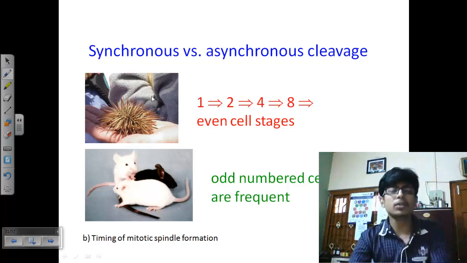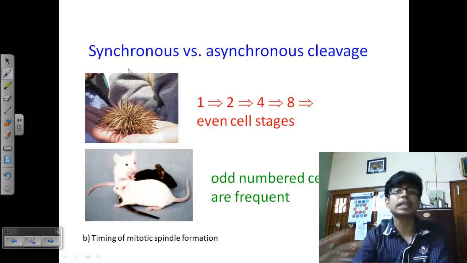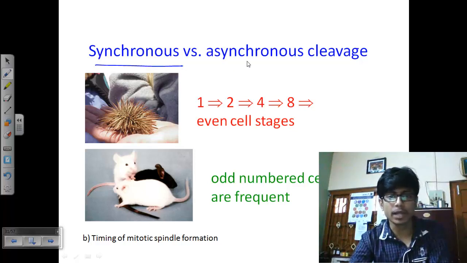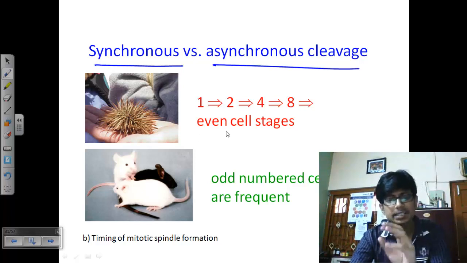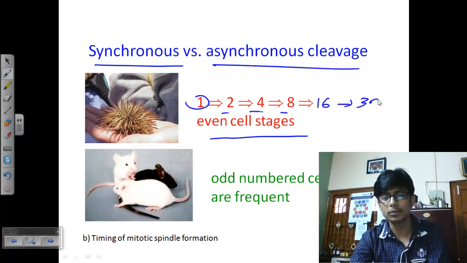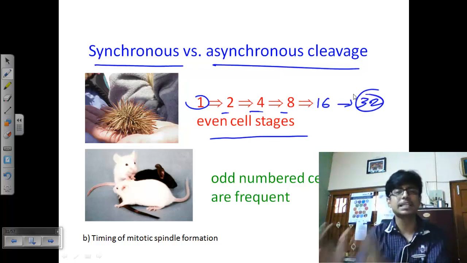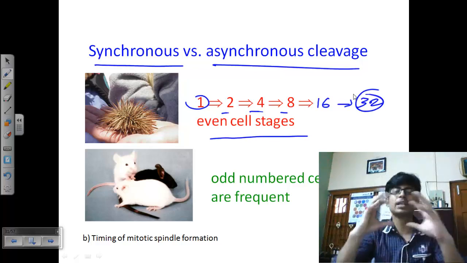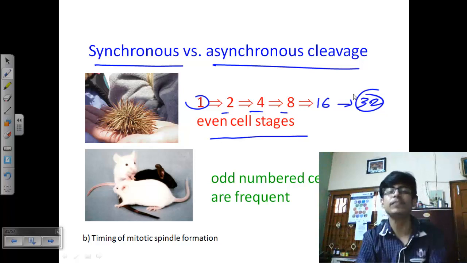Now we can also divide cleavage based on the type of cell division: synchronous cleavage or asynchronous cleavage. In synchronous cleavage, even cell stages are generated from 1 to 2, 2 to 4, 4 to 8, 8 to 16, 16 to 32 and so on. An even number of cell stages generates. Whatever cell combinations are generated are of even number.